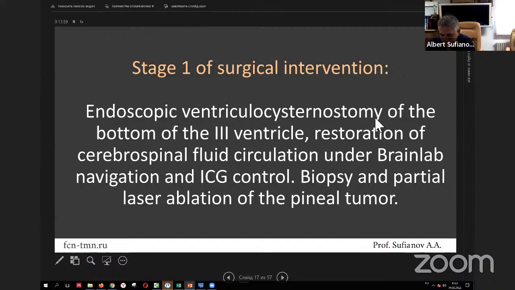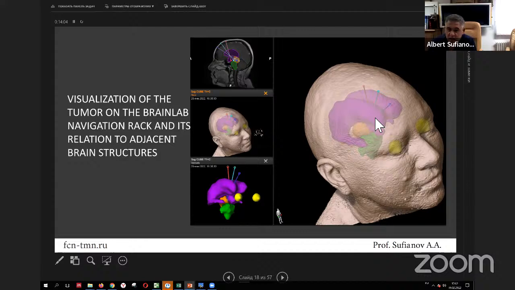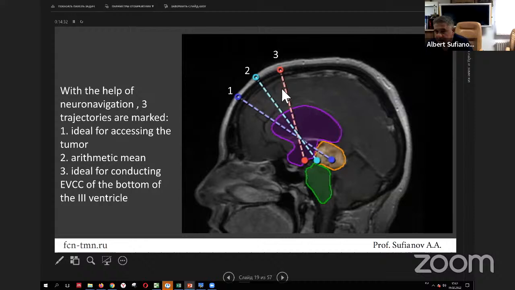So we prepare some navigation planning, and you see the navigation planning, and how difficult it is sometimes to choose the trajectory for this first step. You see that this first trajectory, for example, is very ideal for tumor manipulation and tumor biopsy, but it's difficult to make the ETV. This red line is the ideal trajectory, very ideal for the ETV, but it's a little bit difficult to reach the pineal tumor location. So sometimes we use some medial place between. It gives us the possibility to reach the tumor and to create the ETV.